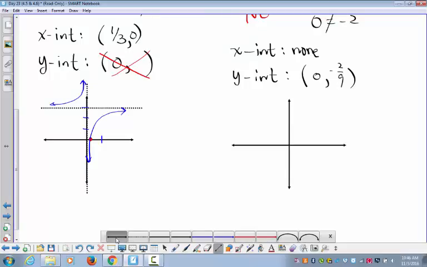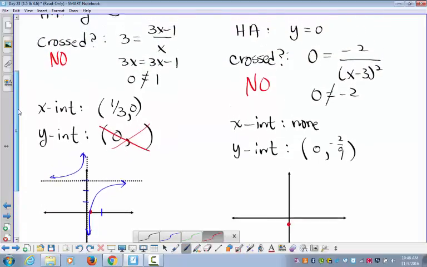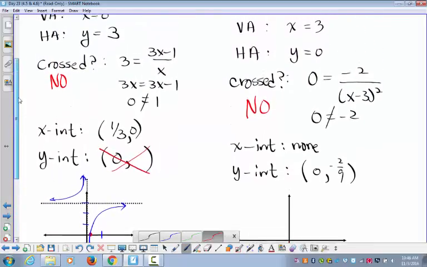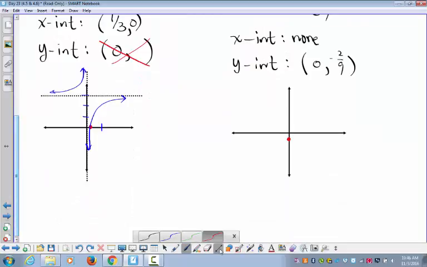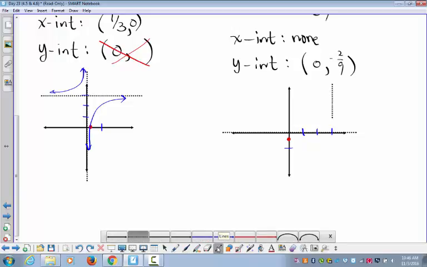So we're going to plot what we know. We know the y-intercept is (0, -2/9), right there. We know there's no x-intercepts. And then our asymptotes, we have y equals 0 and x equals 3. So y equals 0 is there, and x equals 3 is right there.